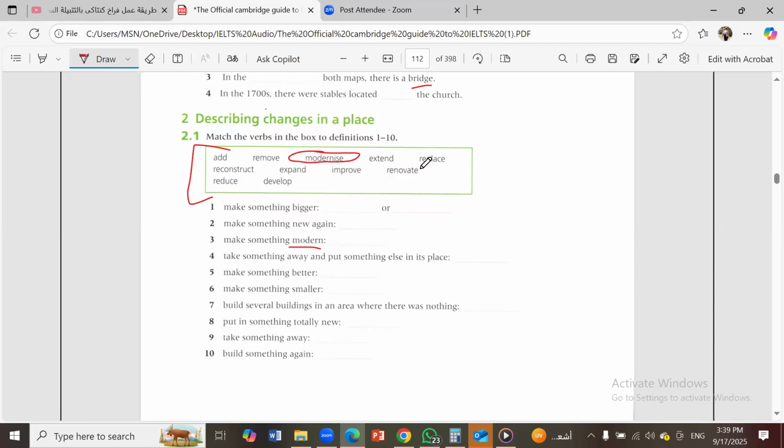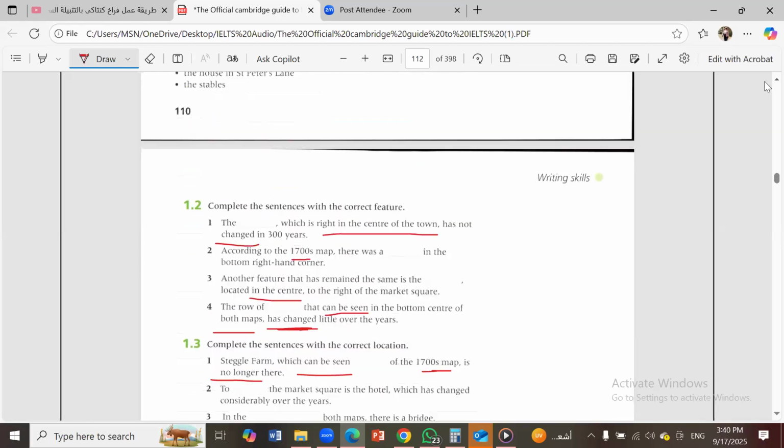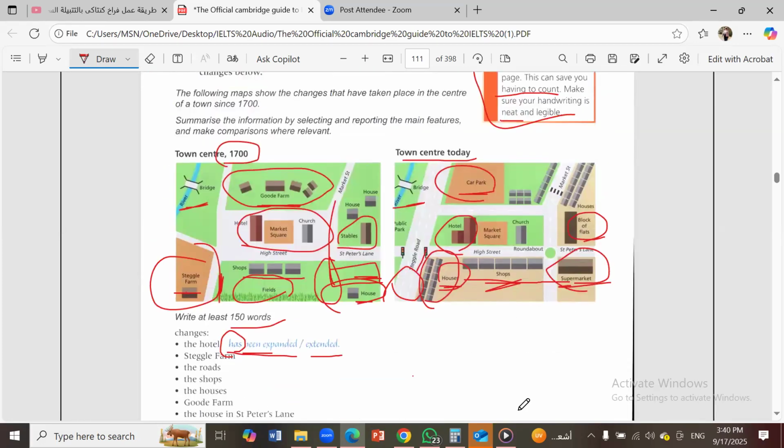Build several buildings in an area where there was nothing. Develop. Construct. Great. So what are the areas that are developed? I think a new housing area. The hotel here. Supermarket. Car park. Block of flats. Yes, this block of flats. There's a lot of things.